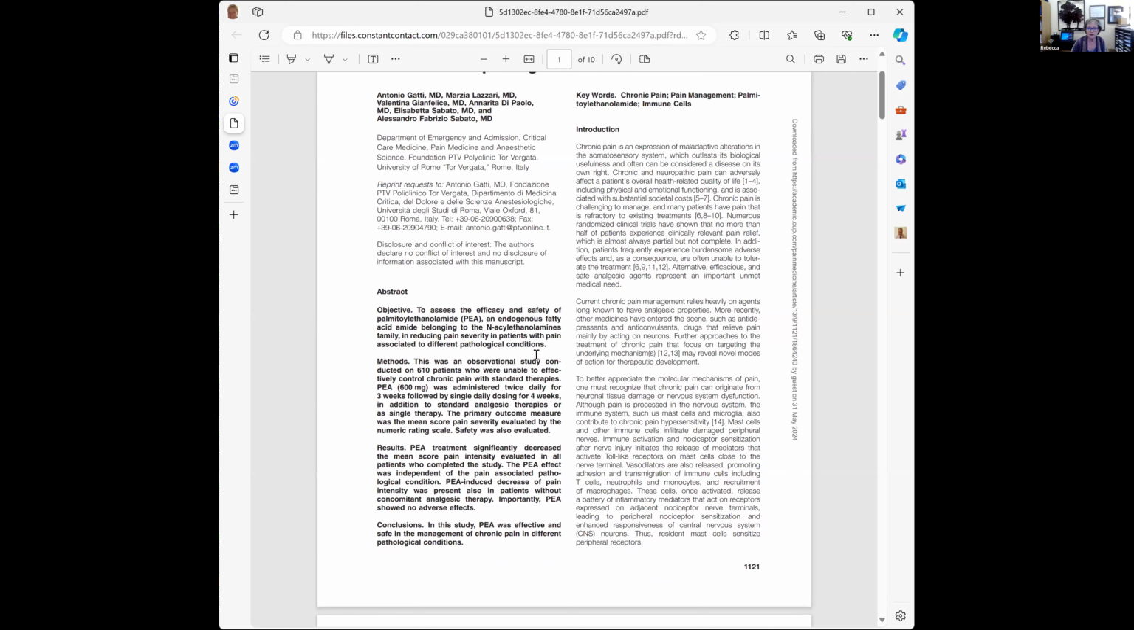This was an observational study conducted on 610 patients who were unable to effectively control chronic pain with standard therapies. PEA 600 milligrams was administered twice daily for 3 weeks, followed by single daily dosing for 4 weeks, in addition to standard analgesic therapies or as single therapy.